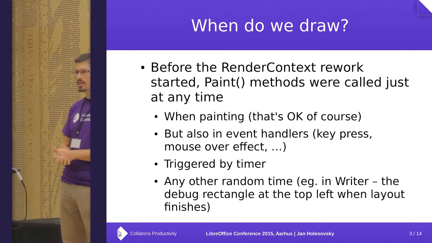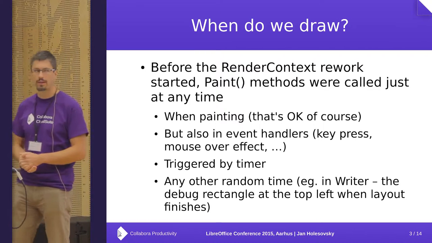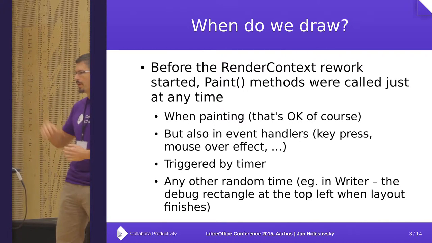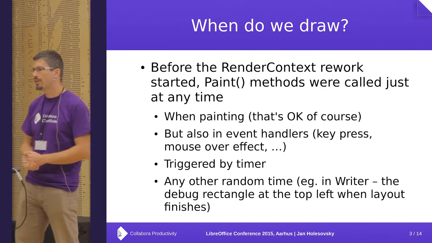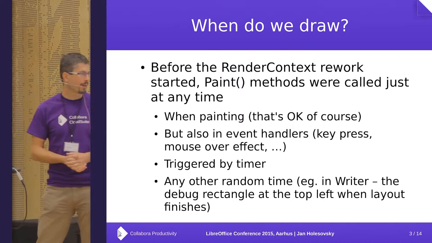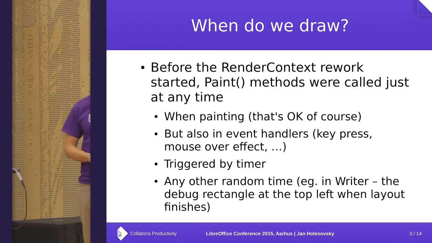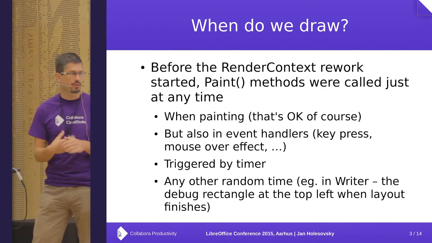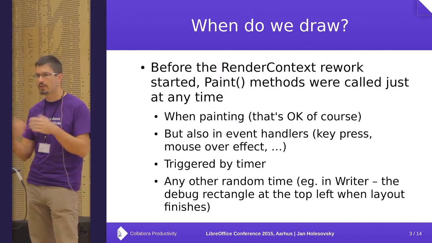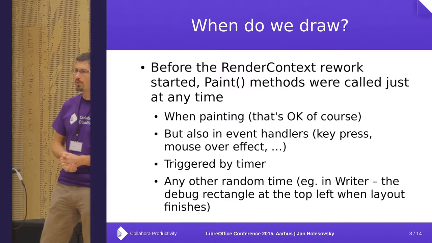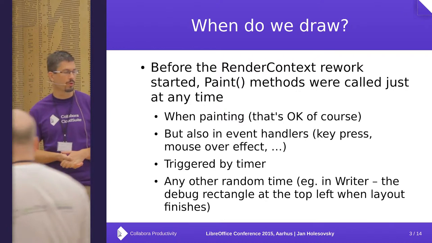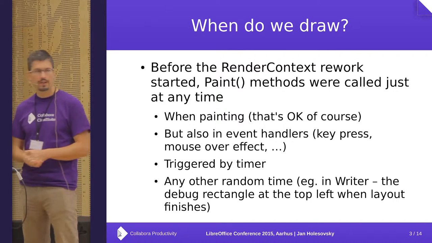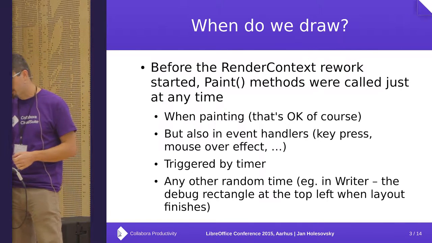Also in some cases the painting can be triggered by a timer. So there's some timer that goes on, and sometimes it just paints something on the screen somewhere in the corner, where the user notices it or not. Also it can happen at a random time. Like in Writer, there's a layout algorithm that is triggered from time to time to lay out things. And in debug mode, we have a small rectangle in the top left corner that indicates if the layout is finished or not yet, and that is done by direct drawing as well.